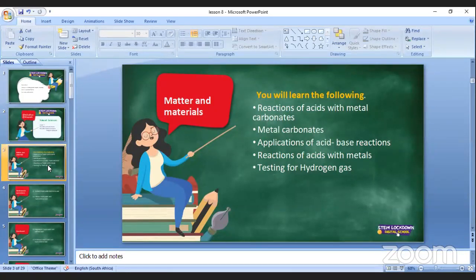By the end of this lesson, you will learn the following: reactions of acids with metal carbonates. We'll also know what metal carbonates are. We'll also know the application of acid-base reactions, so that will be on our daily basis. Then we'll also look at reactions of acids with metals. And then we'll also learn how to test for hydrogen gas.